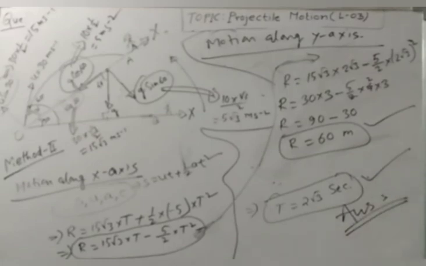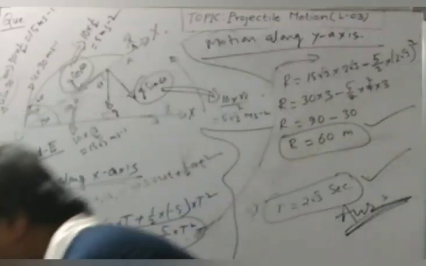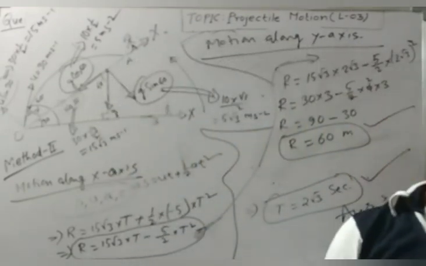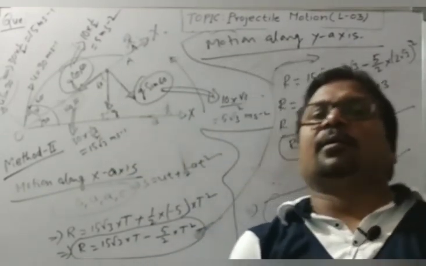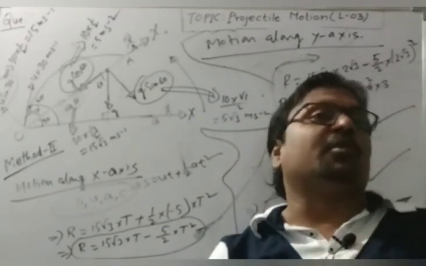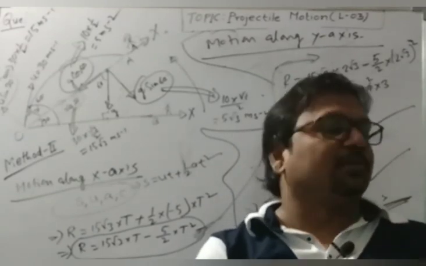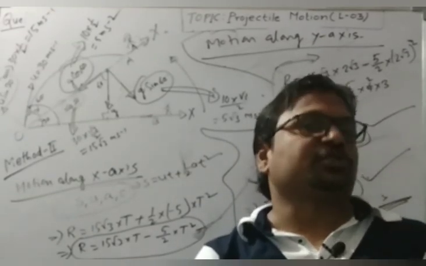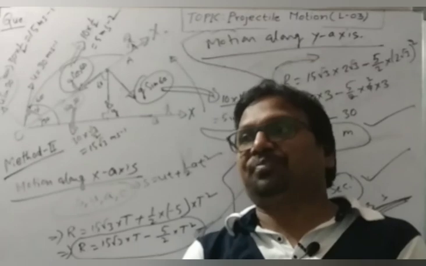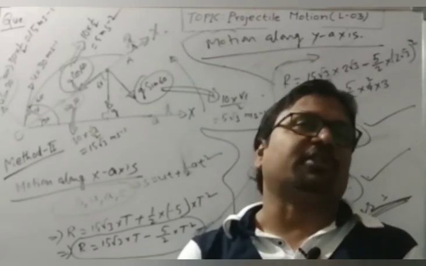And this answer was also according to method 1. So this is the final answer for this numerical. Dear friends, we don't need to know any more types of techniques. Simply with the help of our simple concept of projectile motion, we can solve the motion of a projectile on an inclined plane also.